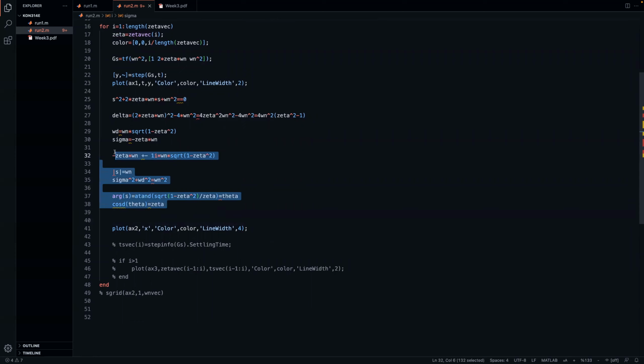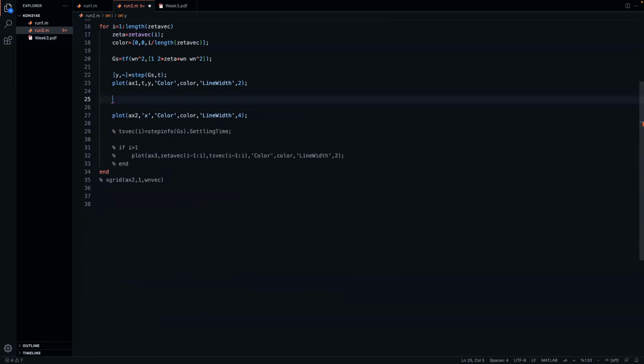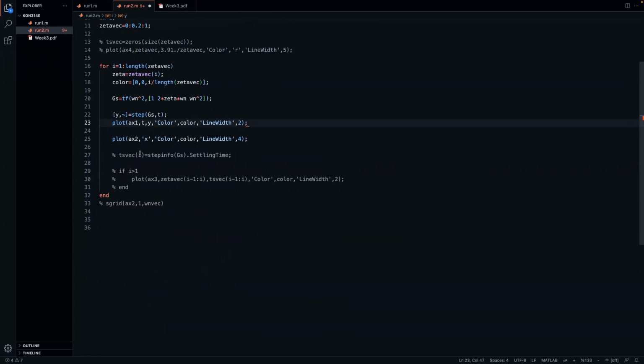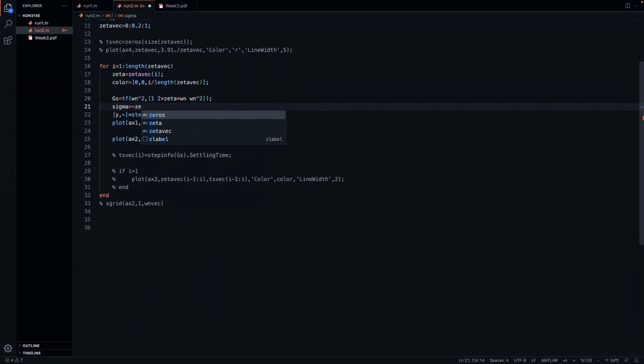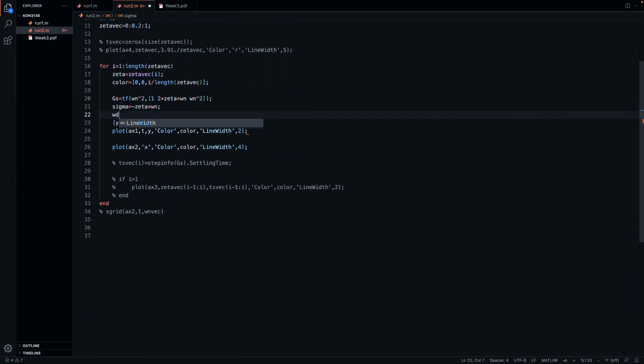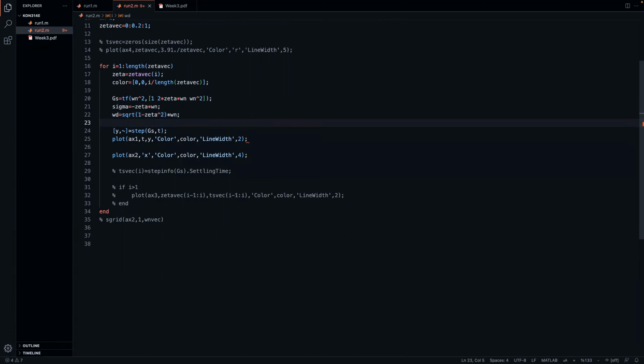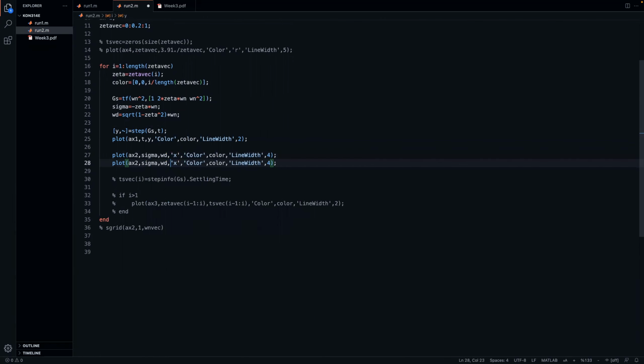These are basically the analytics about the second order polynomial or the second order system that we write down most of the time. Now, let's get to numerical stuff here. For this, we are going to define sigma as minus zeta times omega n, and then omega d as the square root of 1 minus zeta squared times omega n. There we go. When I plot it, it's going to be sigma, omega d, and also its conjugate minus omega d, because this is the imaginary axis, this is the real axis. I'm going to have two poles for this system.